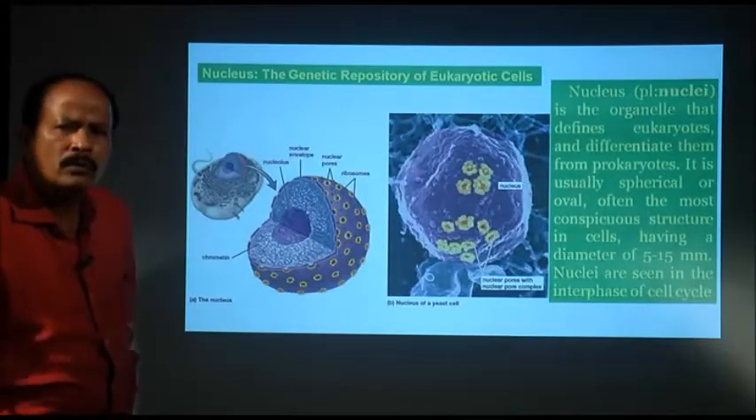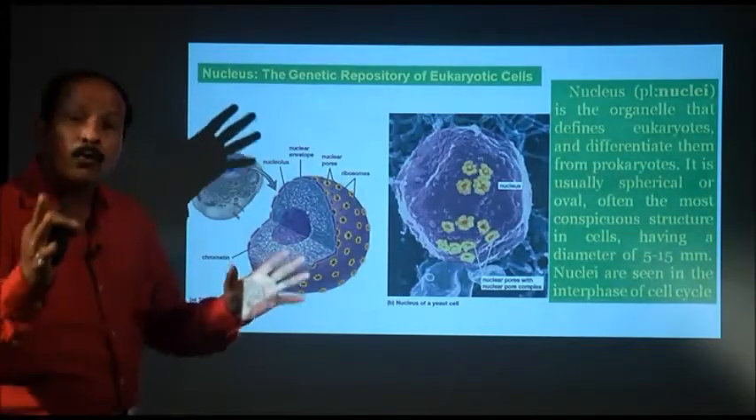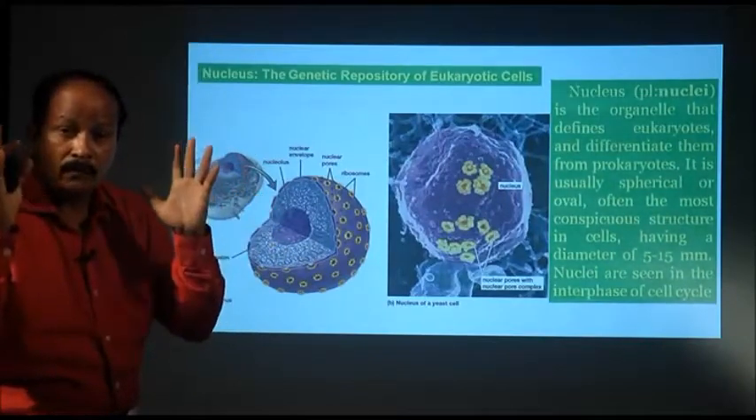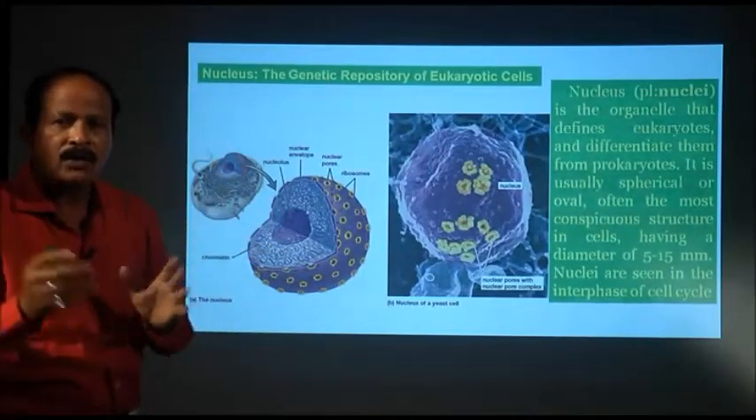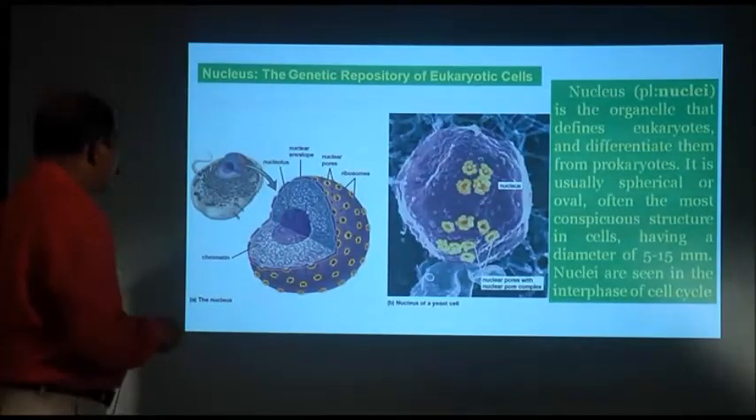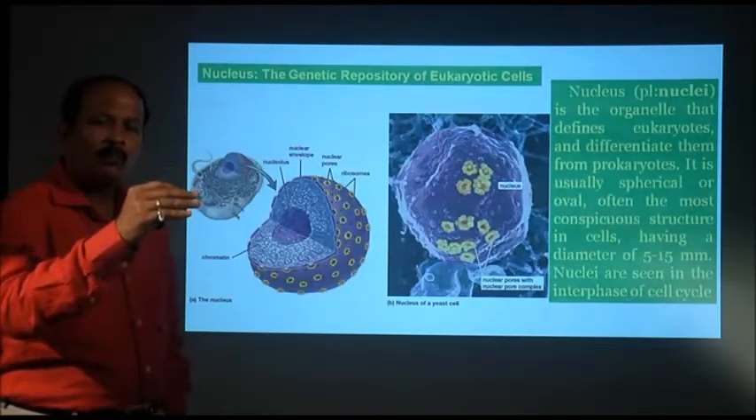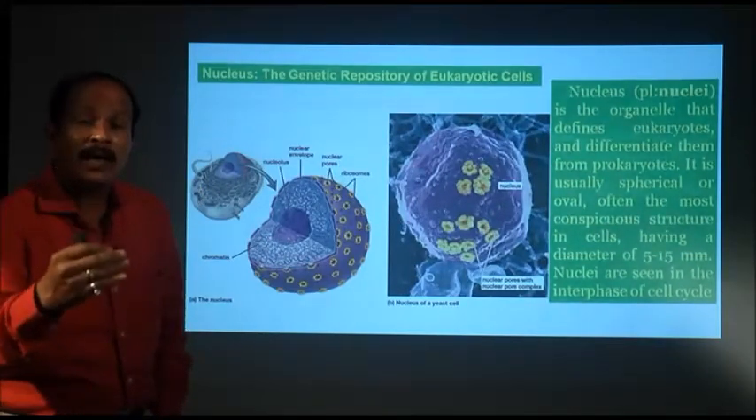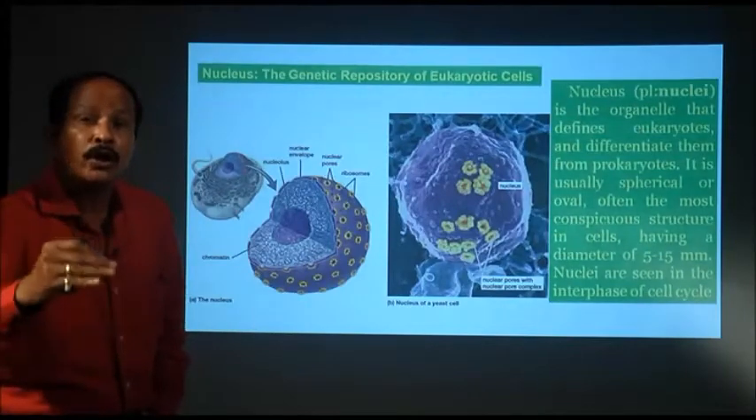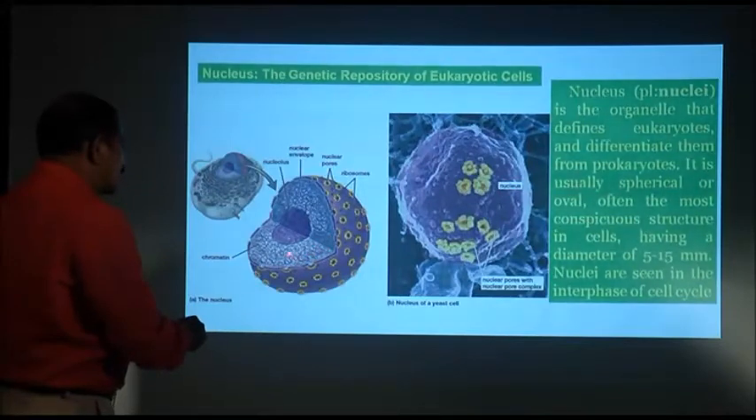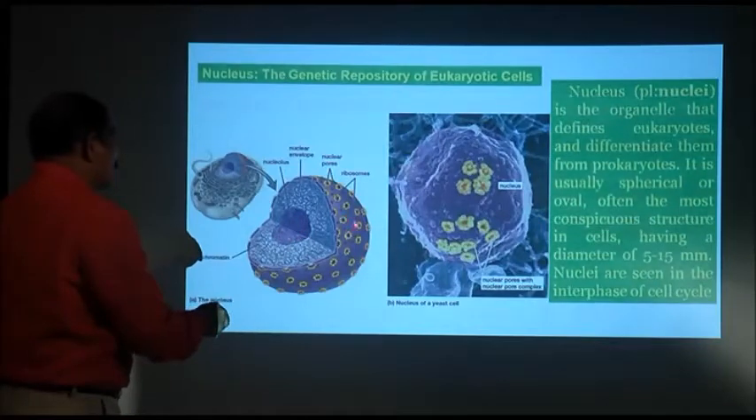Where do they float? The chromatin threads float in a matrix, liquid phase, fluid phase, that is called your karyolymph or nucleoplasm. Just like protoplasm, cytoplasm, similarly contents of the nucleus is your nucleoplasm. In the nucleoplasm, the liquid substance is there, the chromatin threads are floating, the nucleolus is there, and the membrane itself.